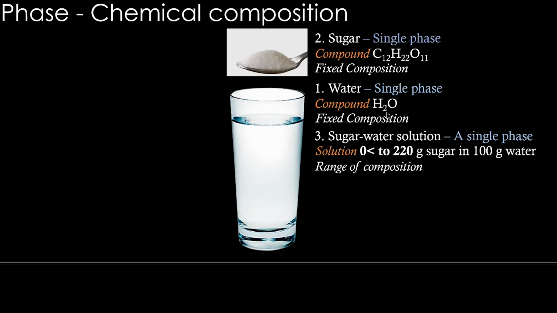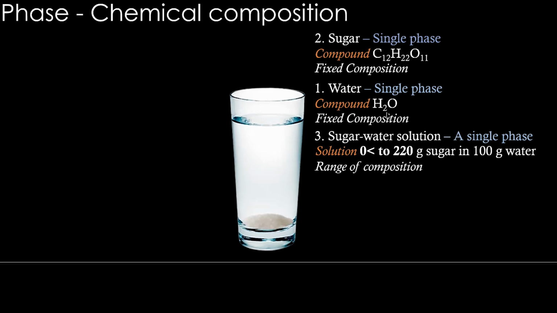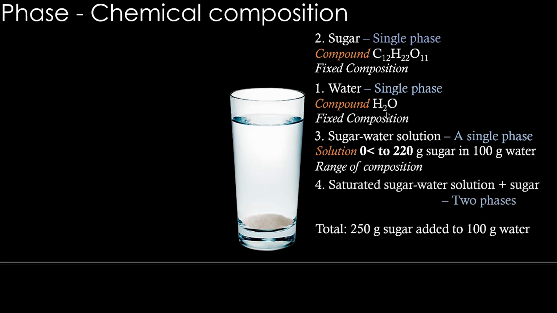Let's add one more spoon of sugar. What will happen? It will precipitate. Because if you add 250 grams of sugar in 100 grams of water, it crosses the saturation limit. Therefore, the extra sugar that is added will get precipitated. Now what we have is a saturated sugar water solution plus the precipitated sugar. So this can be called a two-phase system, solution plus compound.